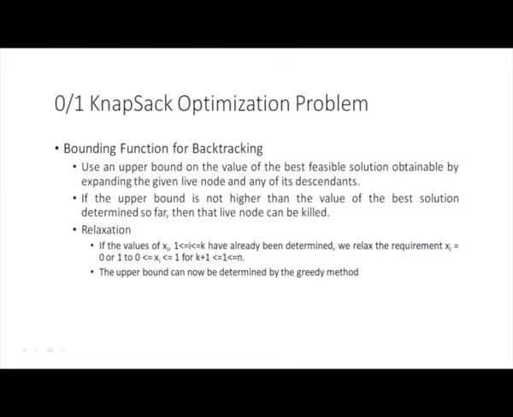Let's suppose we have already found the values of the solution vector up to index k. So, let's suppose k is equal to 2. For the first two items we have determined whether to include them in the knapsack or not. Now, for the remaining items we relax the requirement that xi needs to be either 0 or 1. We'll need to relax certain constraints that are associated with the 0-1 knapsack optimization problem.